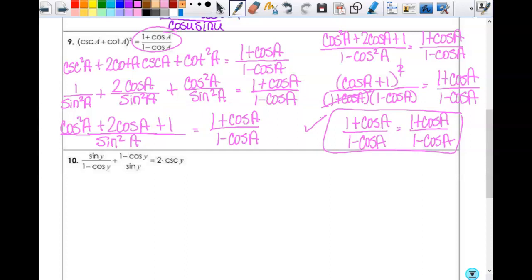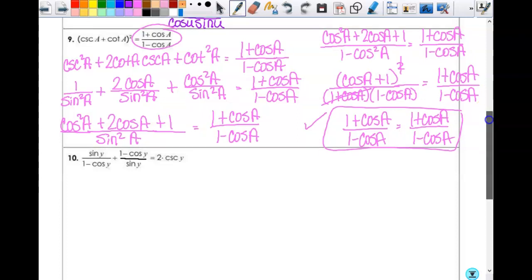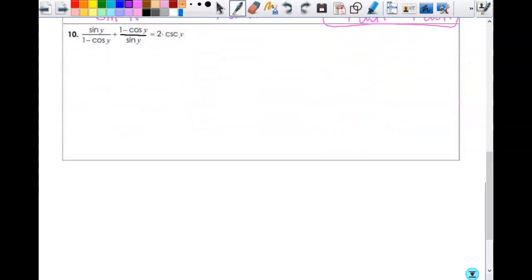Okay, number 10. I'm missing a fraction bar. At least there was only one missing. I don't know. I kind of got lucky on that one. Fix that.